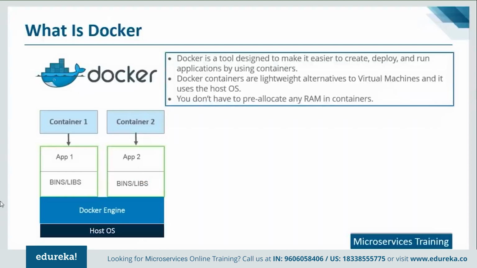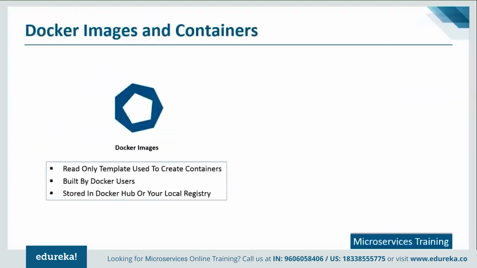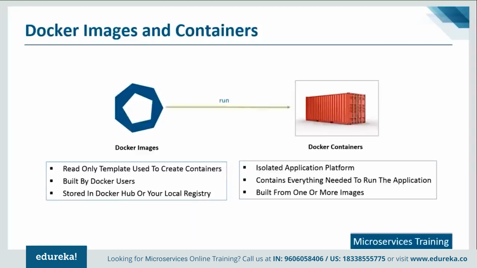All right, now let me just go ahead and discuss a few components of Docker. So I'm going to start with what are Docker images and what are Docker containers. So Docker images, as I've told you, are read-only templates which are used to create containers. Now Docker maintains a vast repository of images called the Docker Hub, which is nothing but a Git repository of Docker images. Now with Docker images, we can create Docker containers. All right, and they contain everything required to run your application. Now this is all about Docker images and Docker containers.